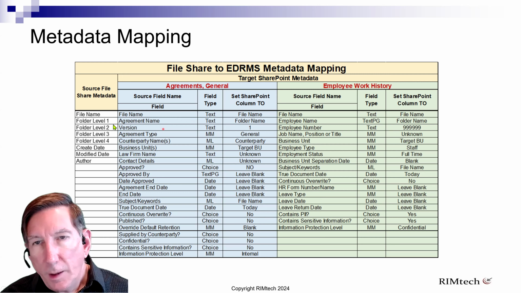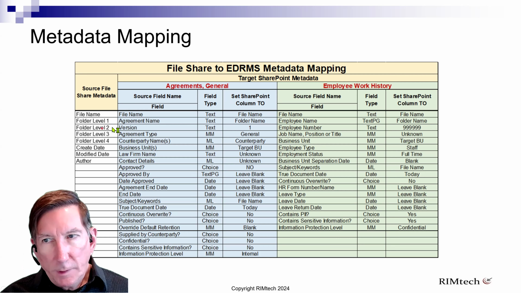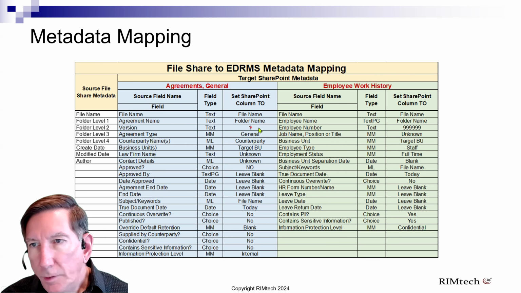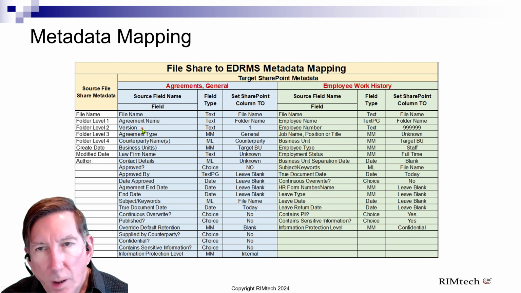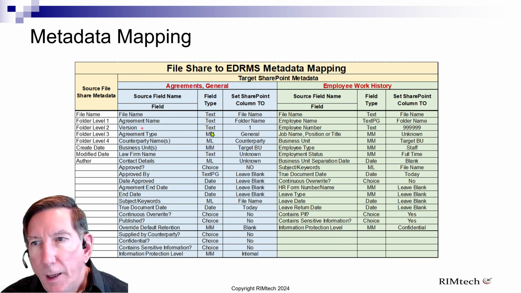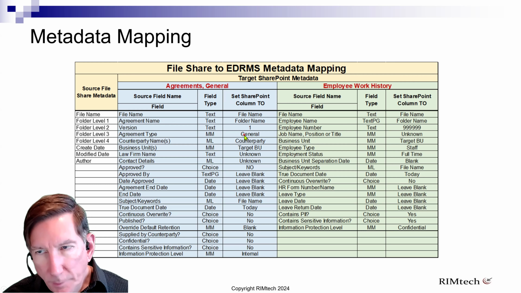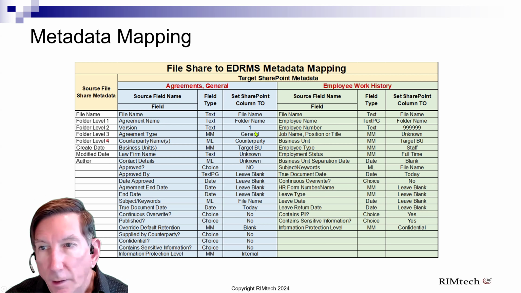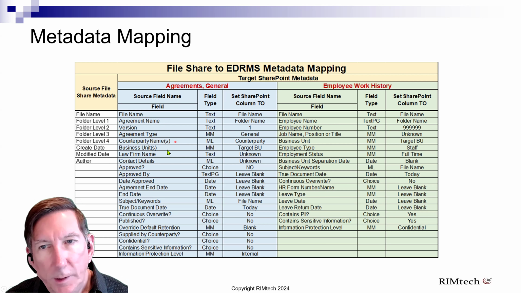Now, let's pretend that the next folder level was the version. Okay, so now we'll set that version number to the version column in SharePoint. If the next folder level was the type of agreement, then that can become the agreement type in SharePoint. And maybe the counterparty name, the other party, could become counterparty name.